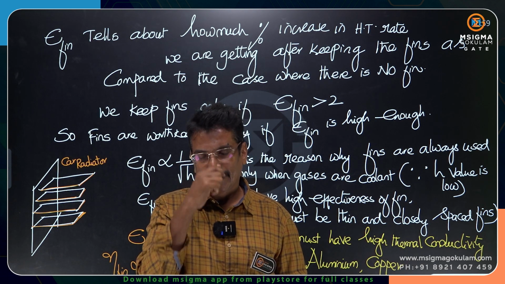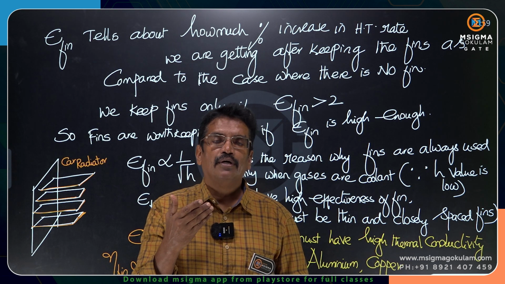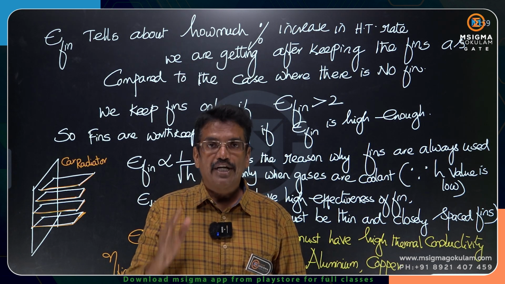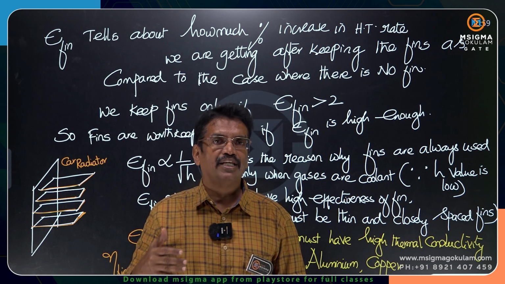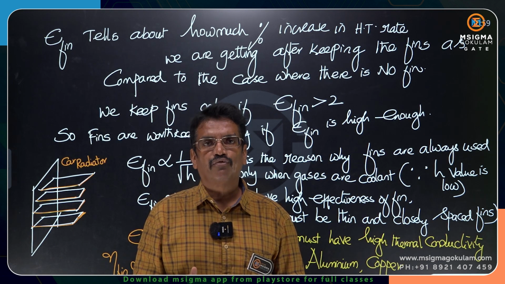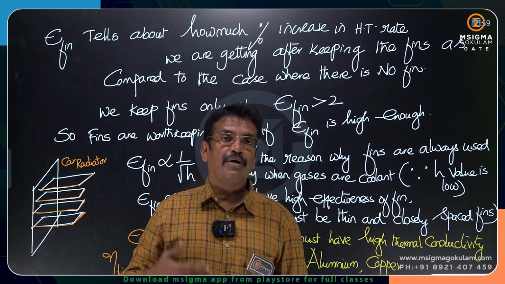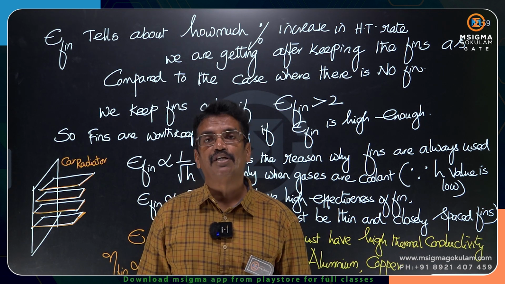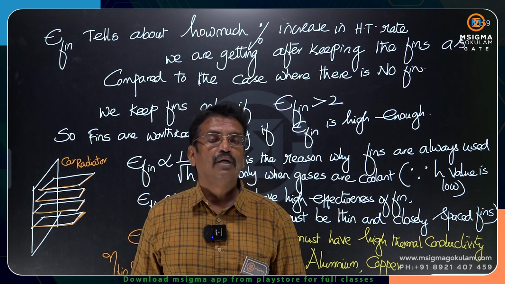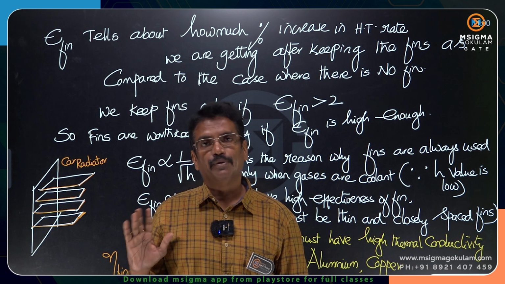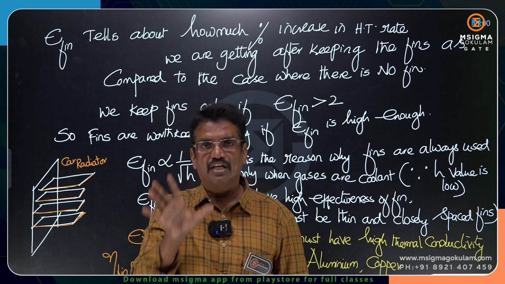So, I can say that the fin must not be very long, moderately short. A long fin is economically not correct. Moderately short fins, thin fins, closely spaced fins, a good number of fins made up of a high thermal conductivity material like aluminum or copper. That is the correct design. Those are the correct design features. Okay.